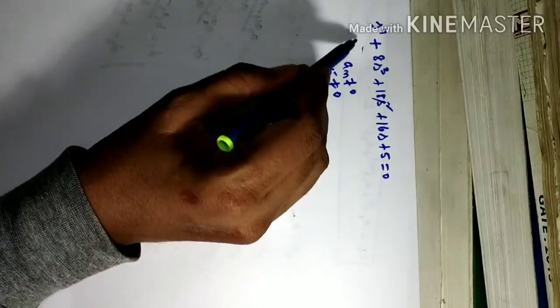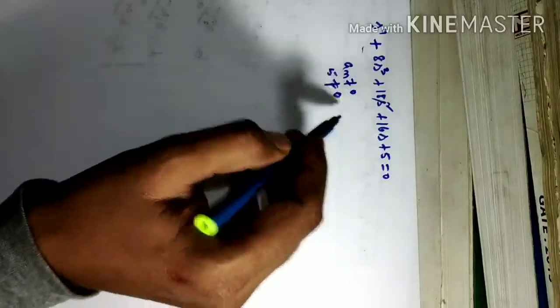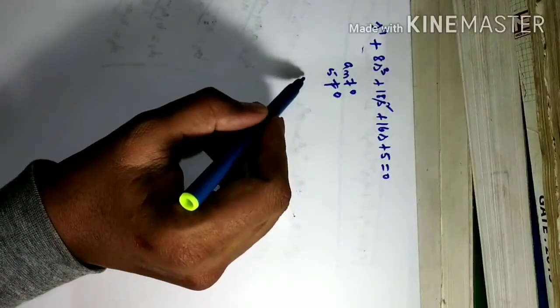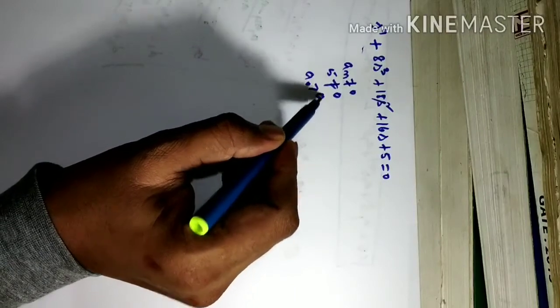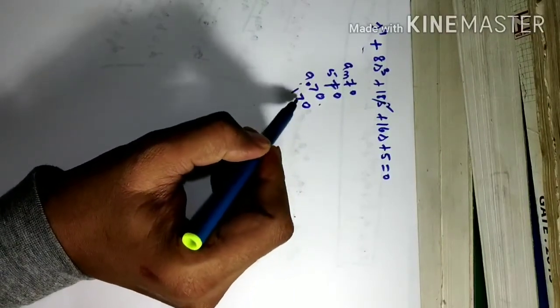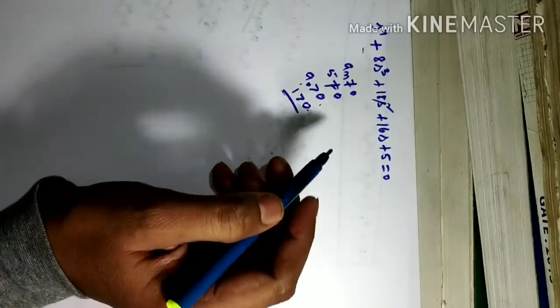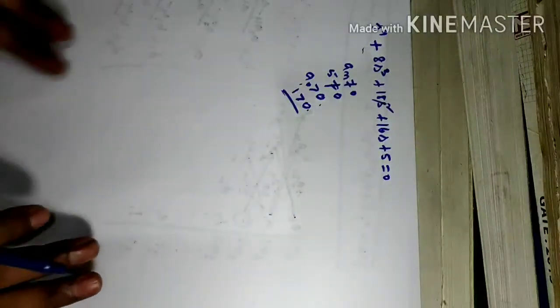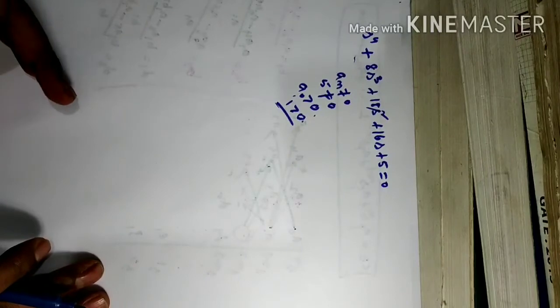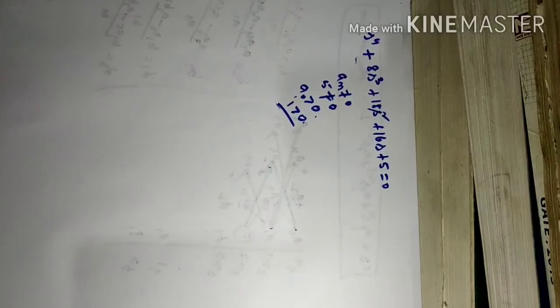This is the necessary condition. Another one: A0 should be greater than 0, and 1 is greater than 0. So the two conditions are satisfied, so we can go for the sufficient condition. I am going to explain the sufficient condition through this example.